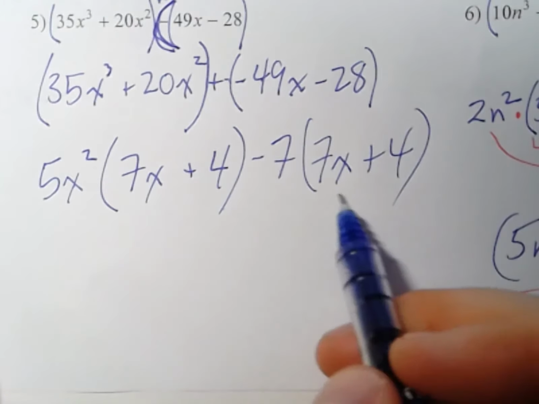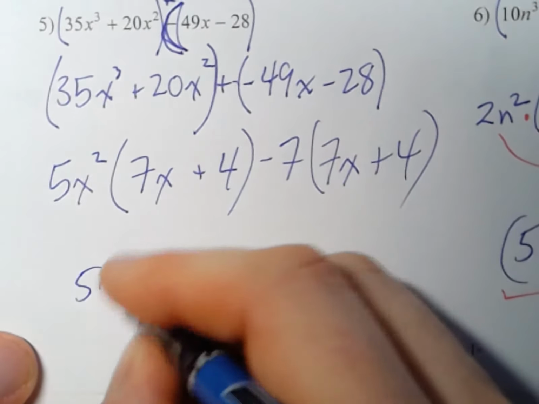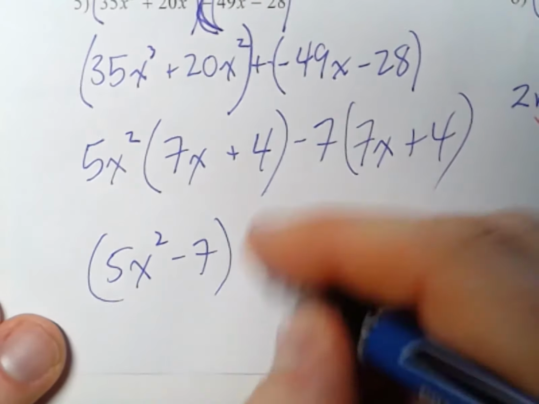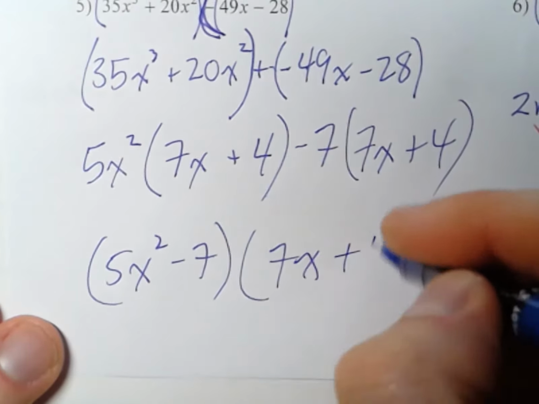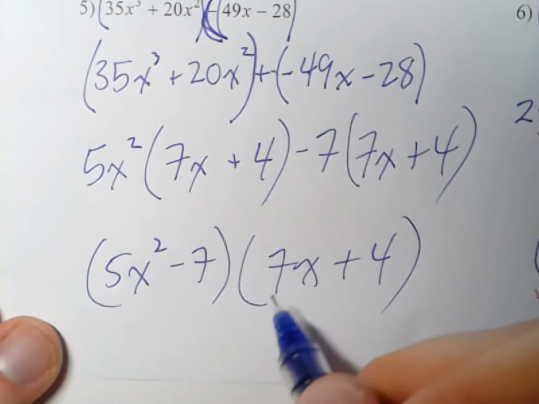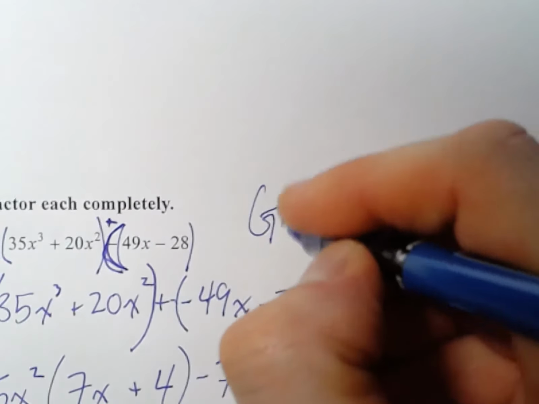So I have the same leftovers here. I've got the 7x plus 4 and the 7x plus 4, and so then I can group the leftovers together, and that's what I'm pulling out. And you can write these in either order. It doesn't matter. Okay, so that's grouping.